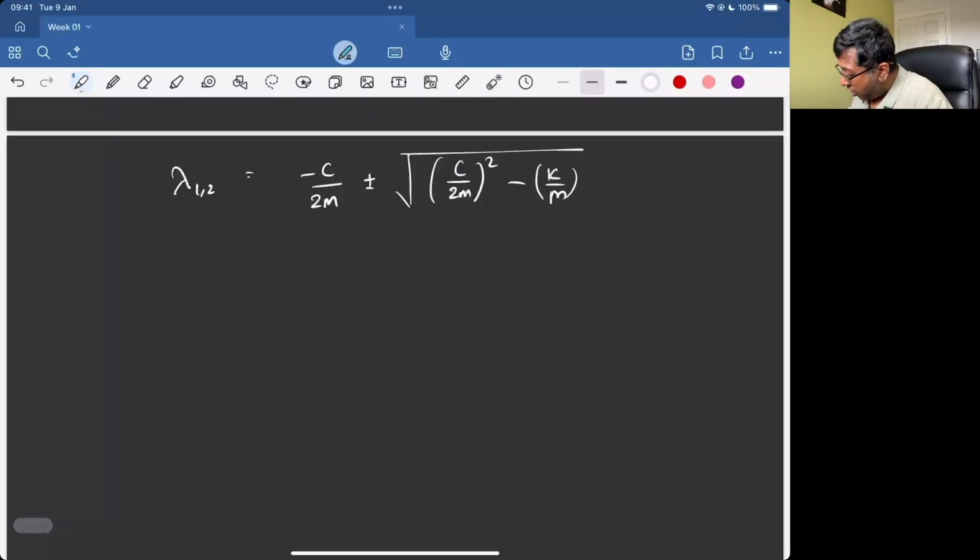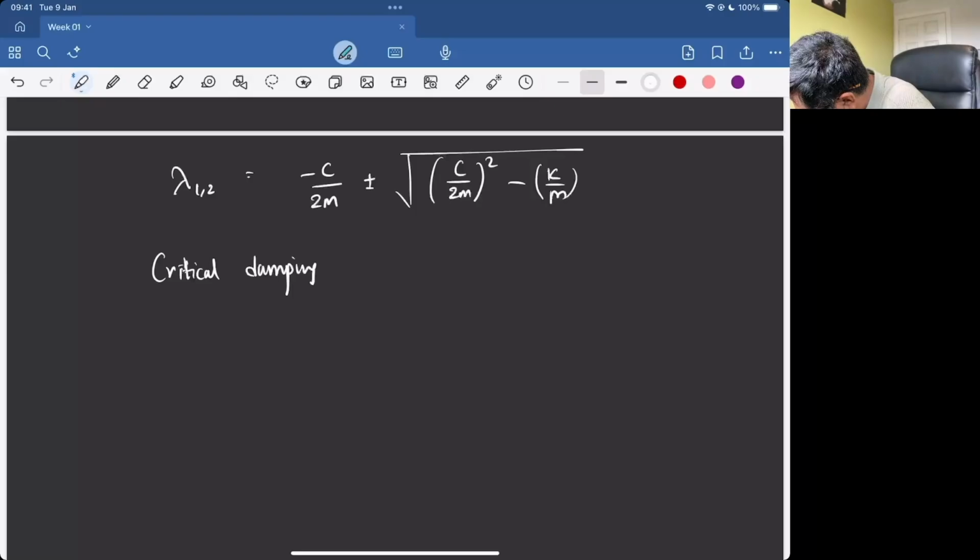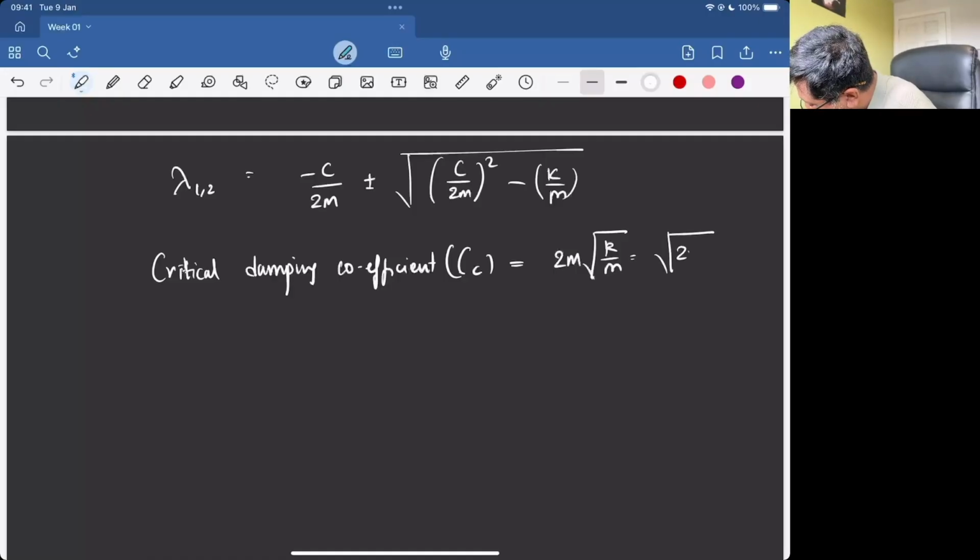So we call critical damping coefficient, or Cc, equal to 2m square root of k by m, or nothing but 2 square root of m k. Sorry.